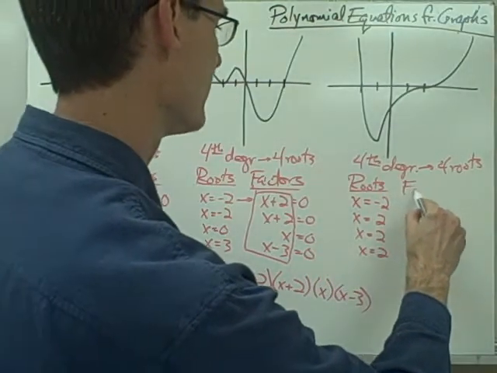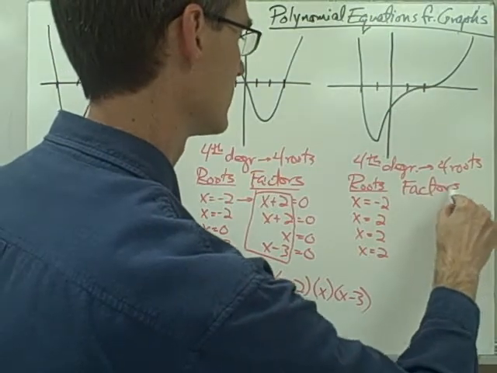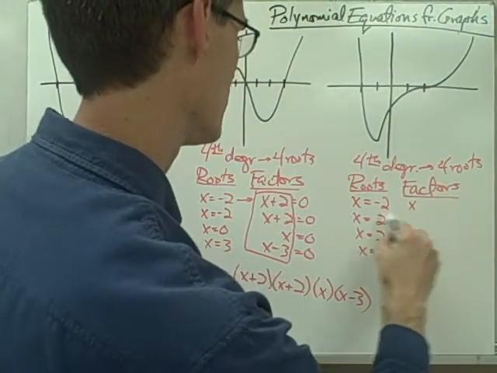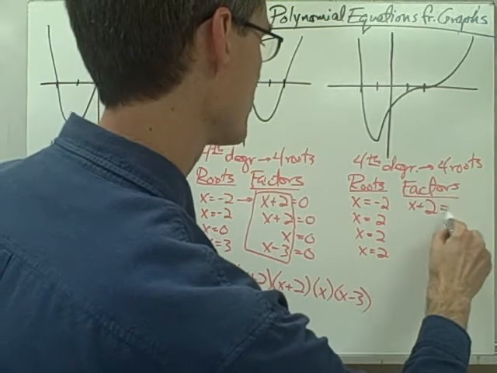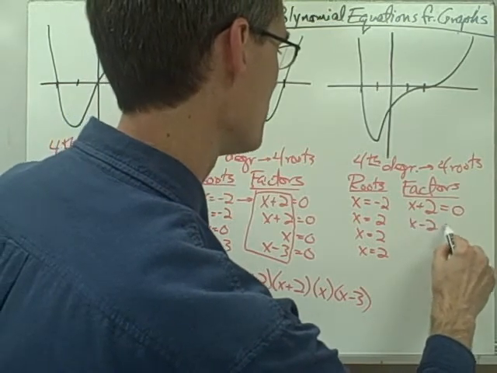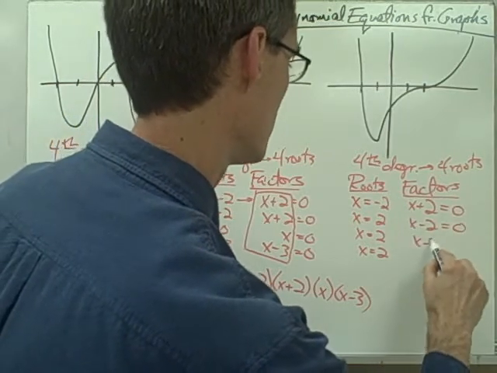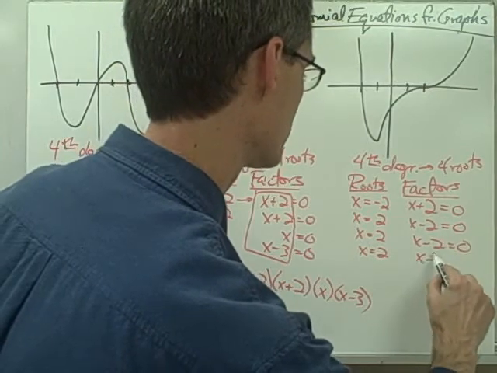And here I can write down my 4 factors as well. Let's see, add 2 to both sides. That gives me x plus 2. This gives me x minus 2, x minus 2, and x minus 2.